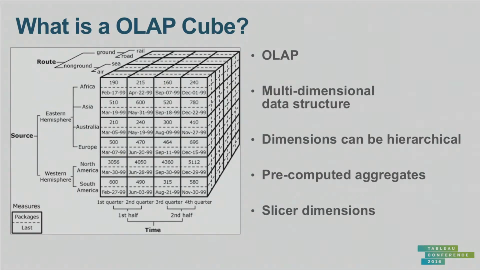And because we can think of the cube as having these different dimensions, we can slice off different segments to get larger aggregates, like all of Africa, all ground transportation, or maybe a subset of that, all ground transportation in the fourth quarter. But all those numbers can come to us very quickly without having to query many, many different rows.